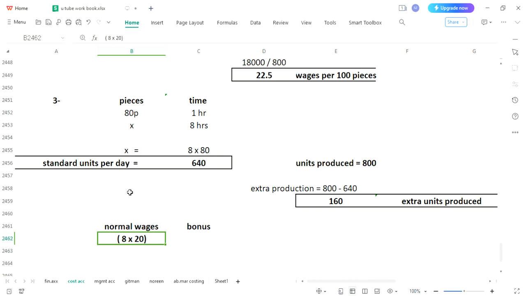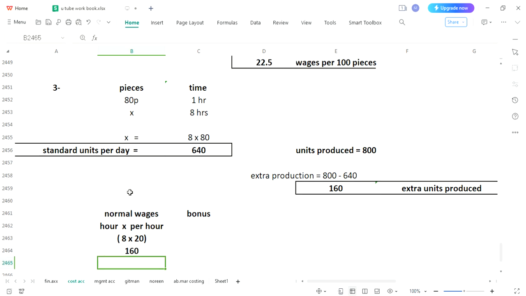So in this way, you have calculated hours multiplied by per hour rate. The statement is completed. Now let's calculate it. 8 multiplied by 20, so we have 160 as normal wages. Now we will see the bonus.